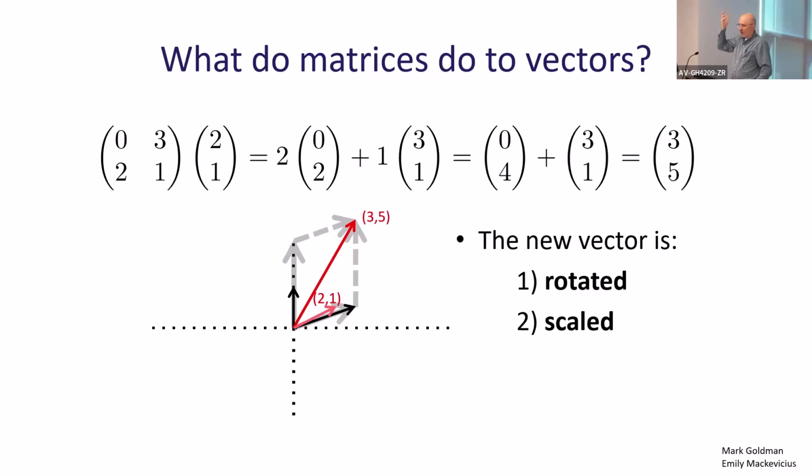Okay, so matrices practically rotate vectors and scale vectors. So if you have some particular vector, which is (2, 1), and you have some given matrix, (0, 3; 2, 1), whatever that matrix is, you can write it as a linear combination of columns. So the first coefficient is 2 times the first column plus 1 times the second column, and you will get (3, 5). So from that vector, you get the vector (3, 5). Okay, you got that vector as (2, 1), and then you rotated it and scaled it to get the red vector.